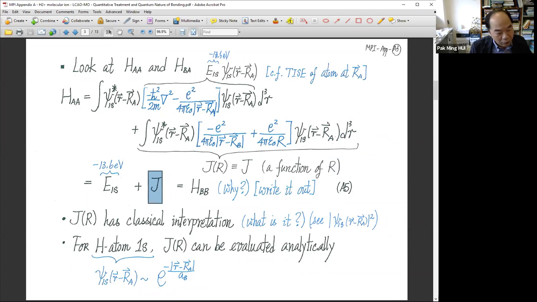For those of you who have done problem set 4, you realize that you have seen similar things in the helium excited state. But there is a difference. The difference is that in there, there is only 1 nucleus. Okay? But you see a similar thing called J, the Coulomb integral.